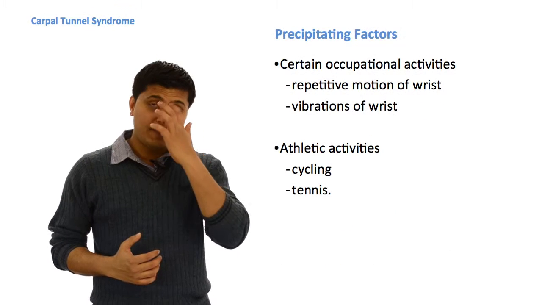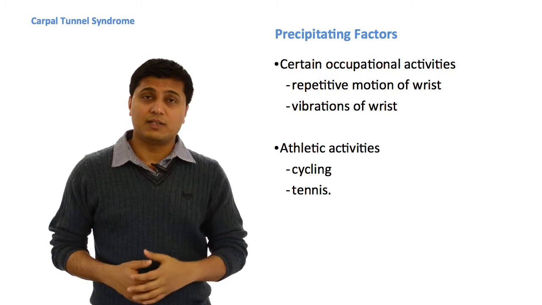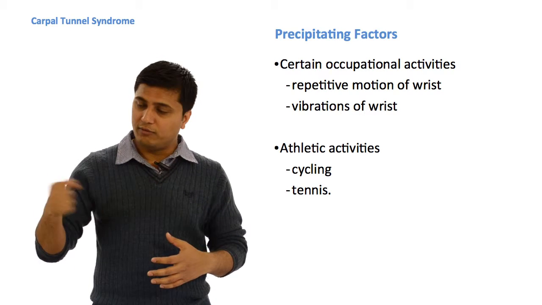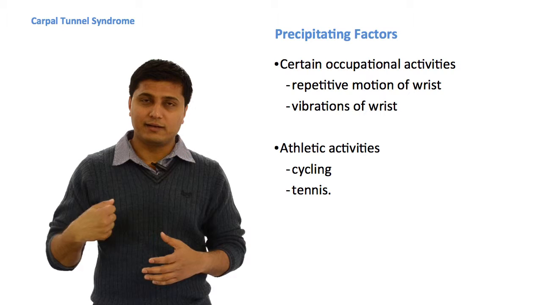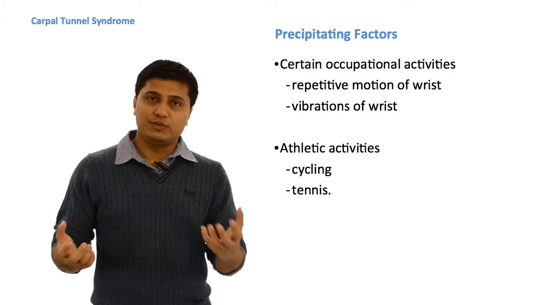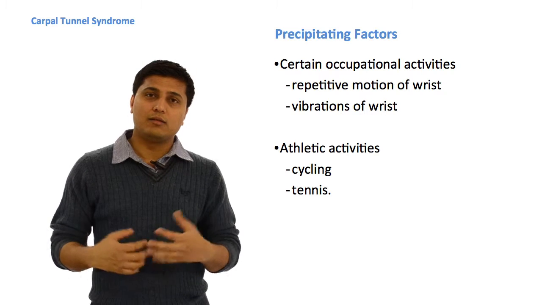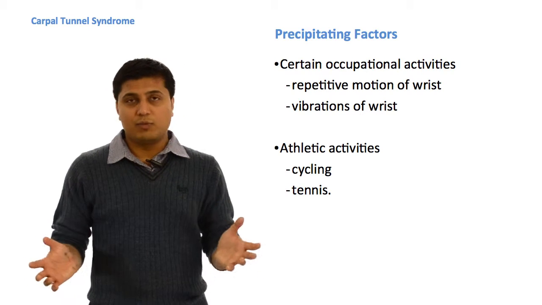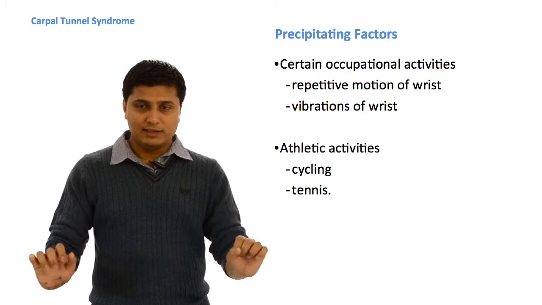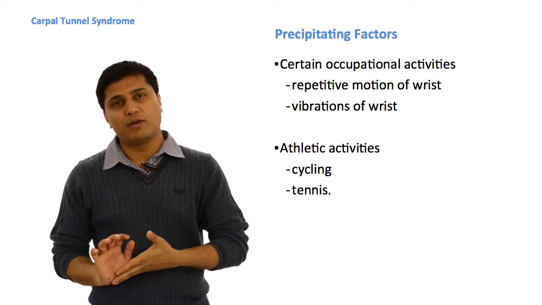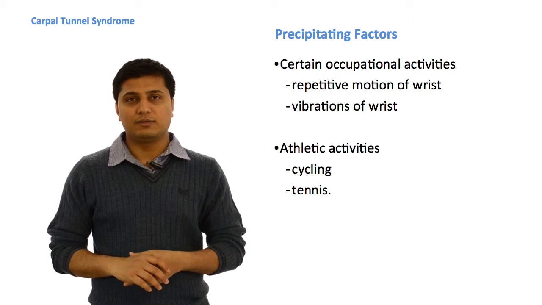There are certain activities which can precipitate carpal tunnel syndrome. For example, repetitive wrist movements. For example, somebody playing tennis, or a person using machinery, vibrating tools are prone to this condition as well. Some sports, for example tennis, and also cycling, where it can decrease the volume of carpal tunnel, can cause this condition.